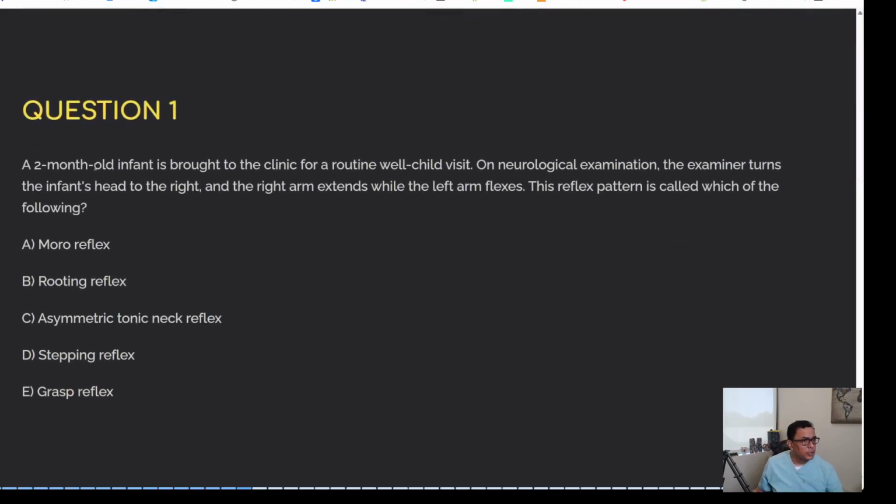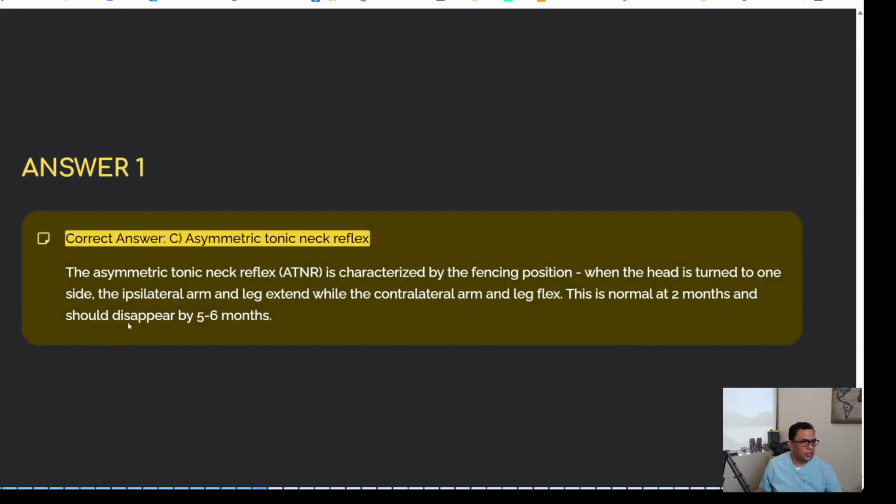A 2-month-old infant is brought to the clinic for a routine well-child visit. On neurological examination, the examiner turns the head to the right and the right arm extends while the left arm flexes. This reflex pattern is called which of the following? Moro, rooting, asymmetric, stepping, grasp. We talked about this. The answer is C, asymmetric. Think about cerebral palsy.